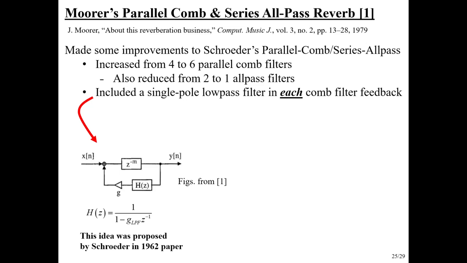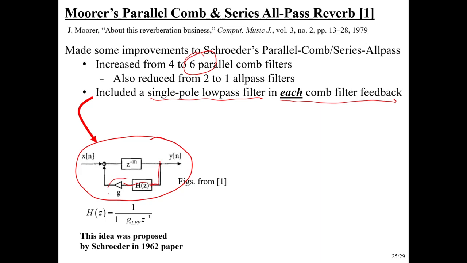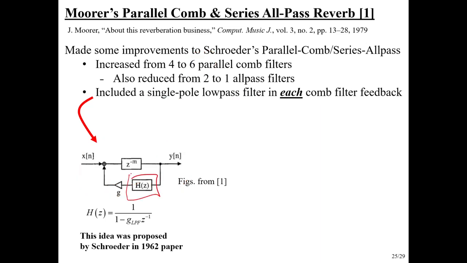So in addition, he included a single low-pass filter in each comb filter's feedback. So this is one of the comb filters. This is not the full reverb, just one of the 6 parallel comb filters. And instead of just feeding this back and putting it through a G, he puts a filter H of Z in here, and there is that filter. It's a low-pass filter. And this idea actually was mentioned in Schroeder's 1962 paper. So Moorer is just fleshing it out a little bit more.